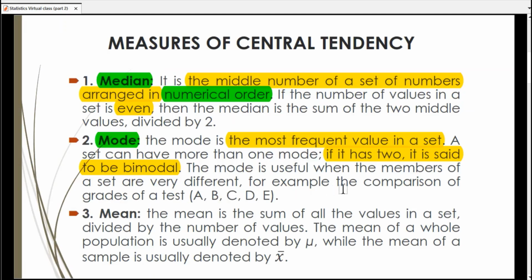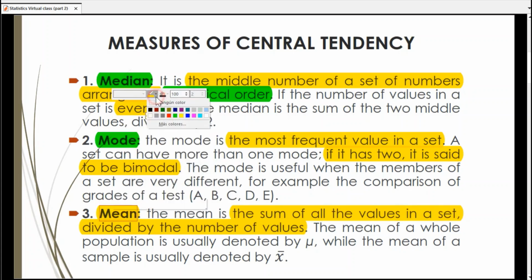So the final one, look, it says it is good, it is useful for the comparison of grades of a test, precisely as we did with the mode. Useful when the members of the set are very different, like in the grades of a test. Finally, you have the mean. The mean is the sum of all the values in a set divided by the number of values. Simple as that. The mean of a whole population is usually denoted by mu, a Greek letter, while the mean of a sample is usually denoted by an X bar. Let's go back.